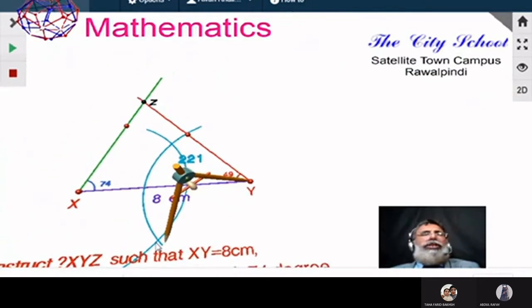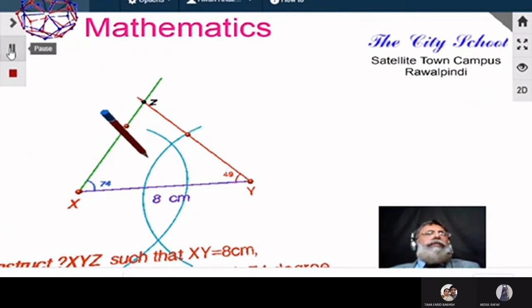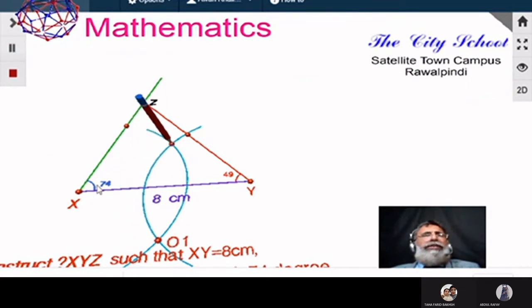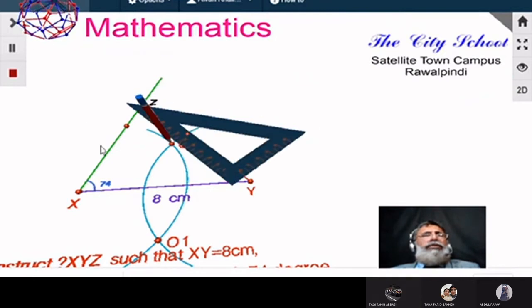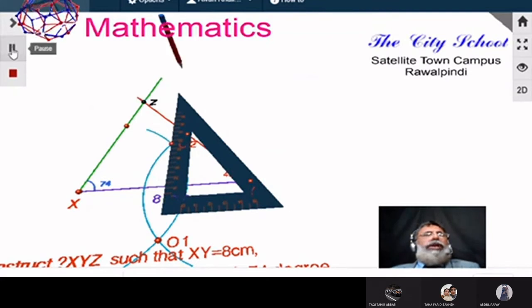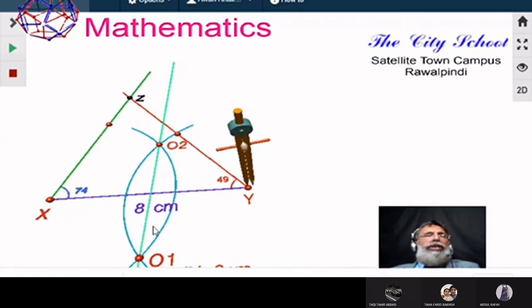So this is intersecting here, and these two intersecting points are marked as O1 and O2. Then we'll be joining O1 and O2, and we'll see that they are joining now, as this is a perpendicular bisector. Now this is done.